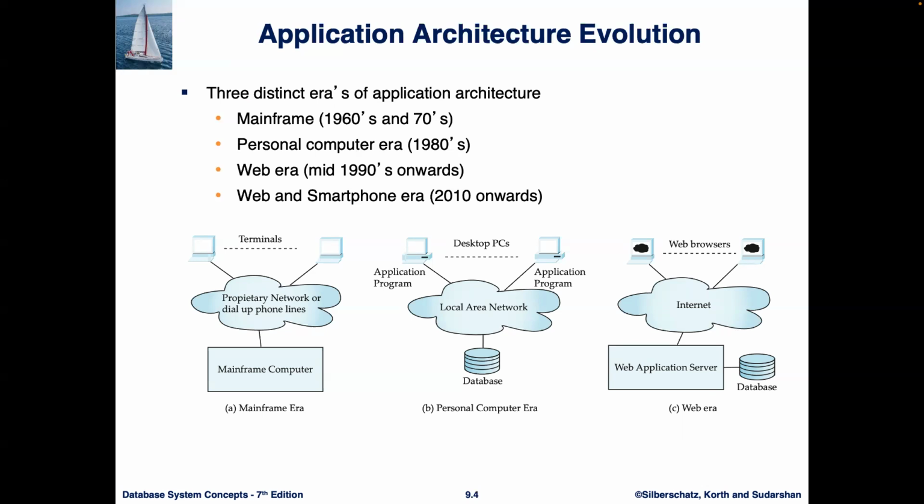Think of software like early versions of Microsoft Word or Lotus 1-2-3, which you would run on your home computer. Web era, mid-1990s onwards. The rise of the internet meant applications could be accessed online through web browsers, which meant you no longer needed to install every piece of software on your computer. This is where many of today's web applications like Gmail or Netflix come in. Web and smartphone era, 2010 onwards. With the advent of smartphones, applications had to adapt. Now, many applications from banking to shopping can be accessed via apps on smartphones. They are often web-based but optimized for mobile devices.